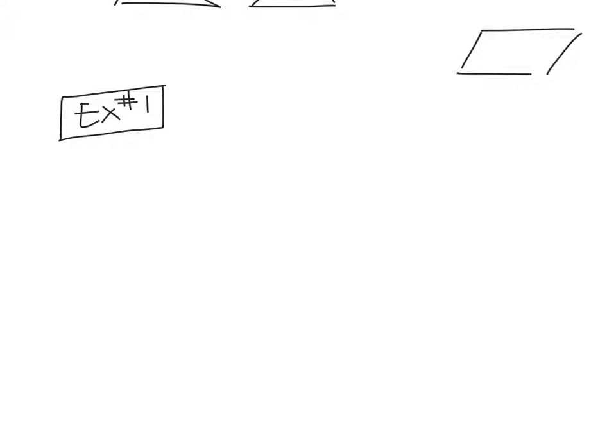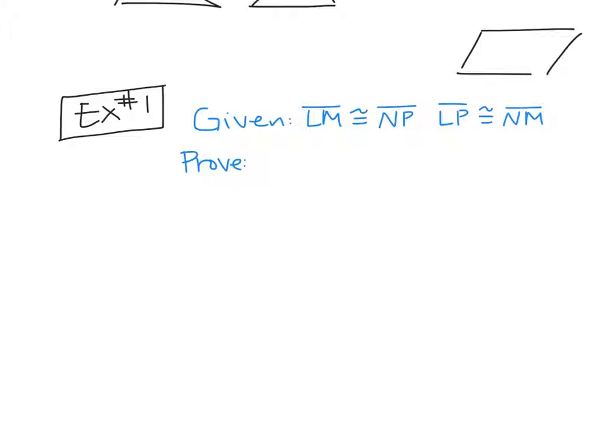All right, here it is. Let's say you are given that LM is congruent to NP and LP is congruent to NM. And we want to prove triangle LMN is congruent to triangle, oh, no, that's not right, triangle NPL.